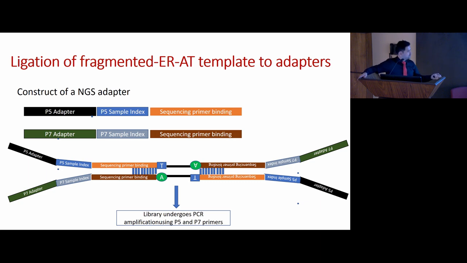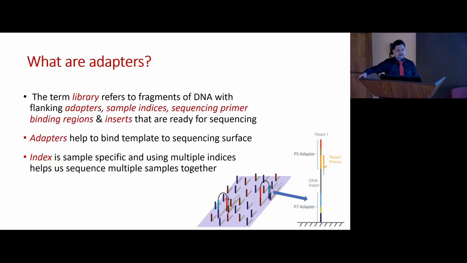So what you have here is a sequencing primer binding region, a sample index, and an instrument specific adapter, a P5 and a P7, and this library undergoes PCR. It gets amplified using P5 and P7 primers. So what are adapters? The term library refers to fragments of DNA containing flanking adapters. I described what adapters are: instrument specific sequences, sample indices, sequencing primer binding regions, and inserts.